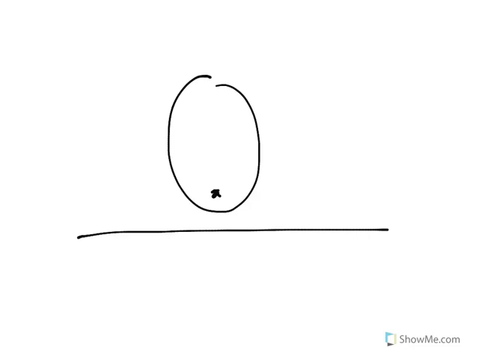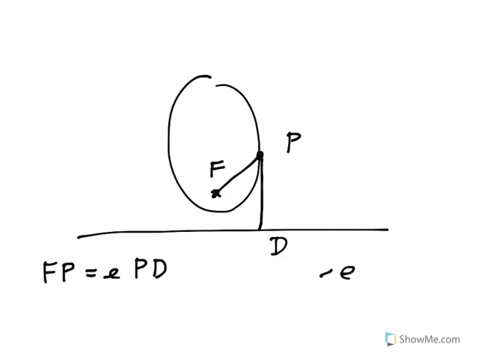In this video I want to show you why the focus directrix definition from the last video is equivalent to the two focus definition from a couple of videos back. And here's the way this works. Any point on the ellipse has the property that FP is equal to whatever the eccentricity of the ellipse is times PD, where E is between 0 and 1.